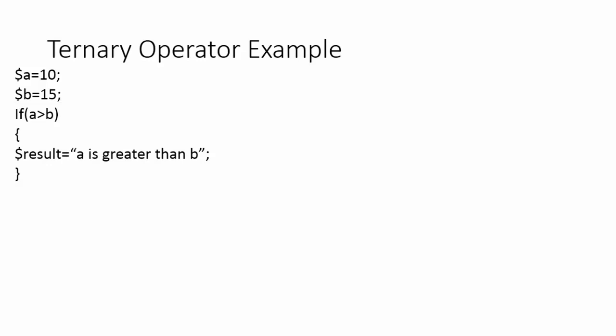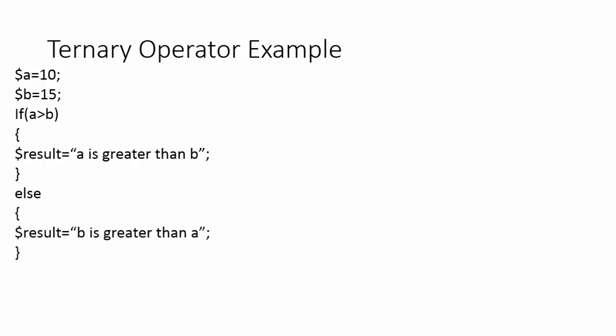Now we also have the ternary operator. For example, in case you have two variables, a equal to 10 and b equal to 15, and I ask you to tell me which variable is greater than the other, then you can simply write one if condition. If a is greater than b, then you should process this block of code and say that a is greater than b in the result variable, or else you can say that b is greater than a.